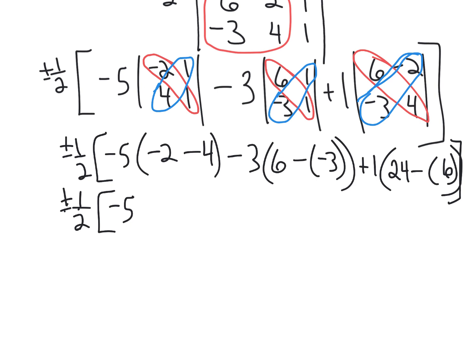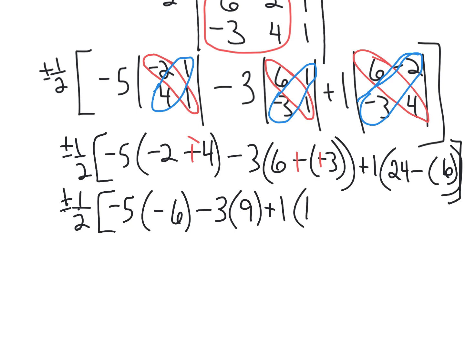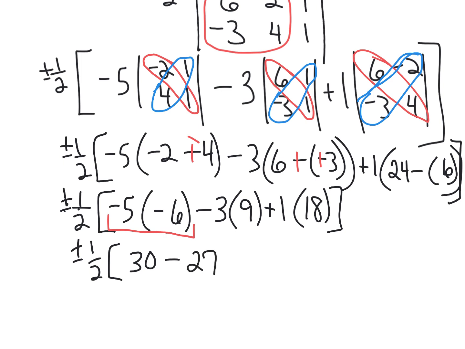Anytime on subtracting, you can add the opposite. So -4 plus -2 would be -6. And then 6 plus 3 is 9. And then plus 1 times 24 minus 6 is 18. And then if we just multiply those, -5 times -6 would be a positive 30, minus 27 plus 18.